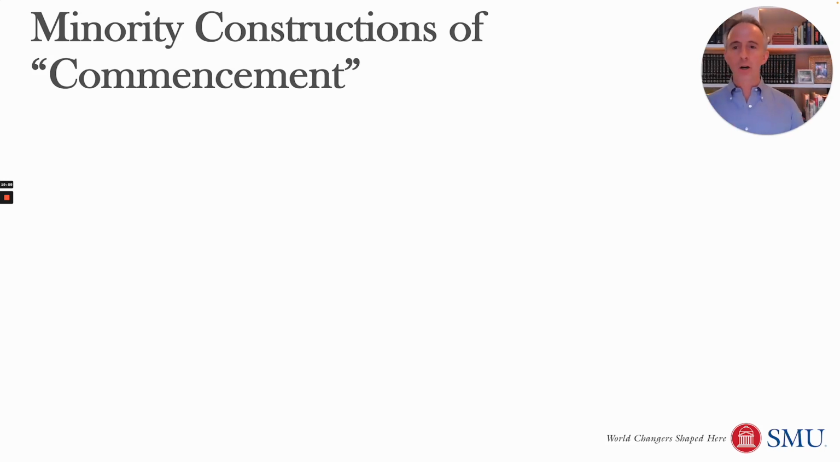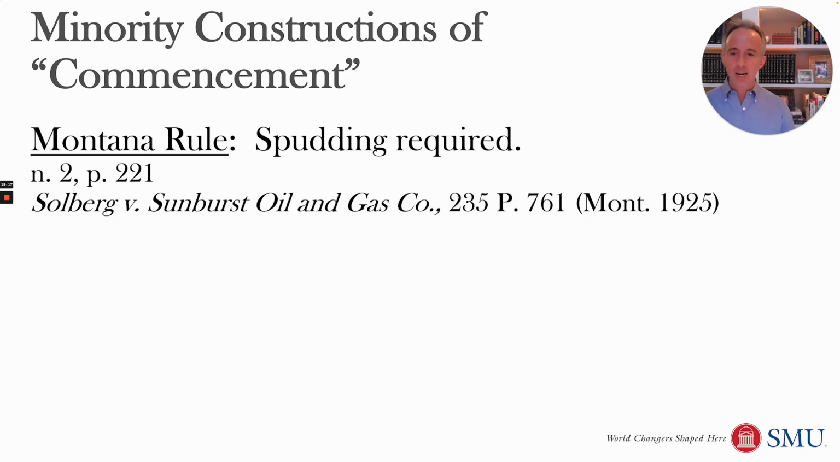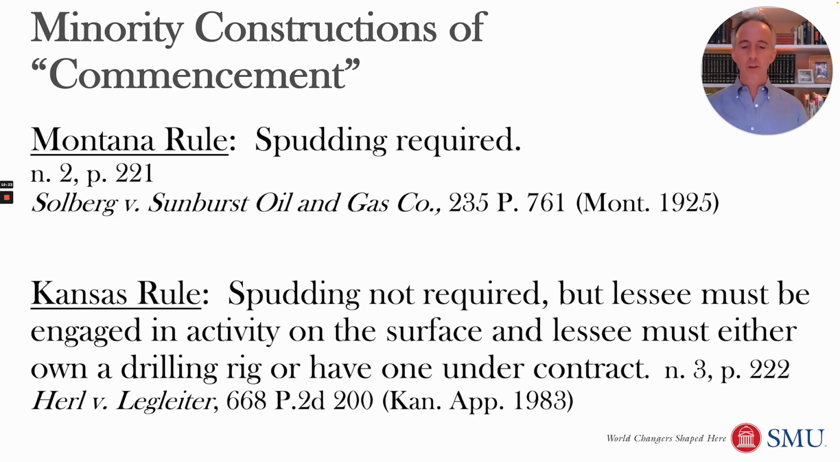Now, there are minority constructions of commencement. Remember, we're talking about here kind of what's the default if the lease doesn't specify. In Montana, the court said in this case that spudding is required, so the drill bit has to actually enter the ground. In Kansas, they have a requirement not that spudding is necessary, but that the lessee has to have a drilling rig or have one under contract. Because sometimes, really, if you don't have that drilling rig, you built your turnaround road and your board road, but if you don't have access to a drilling rig, it might be a while before you're able to actually drill as required by the lease.